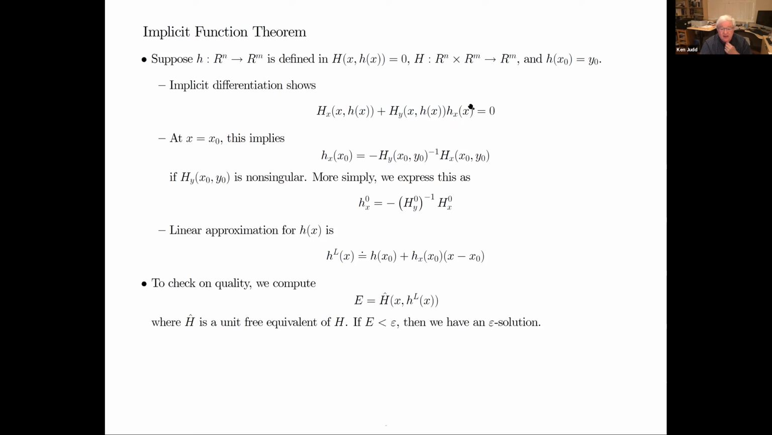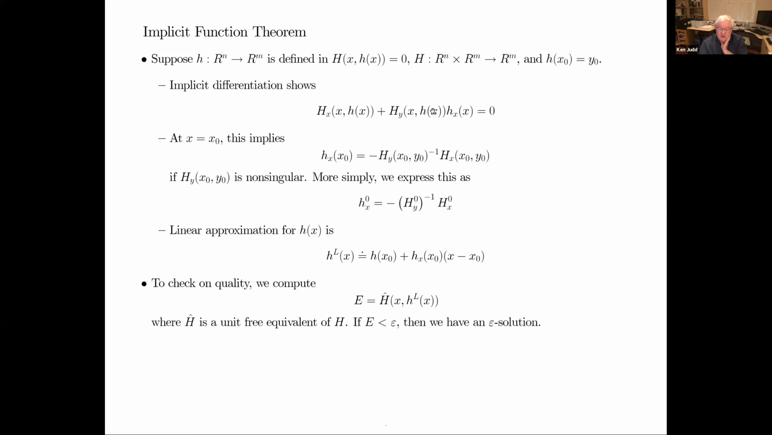Now, if you want to find out what this gradient vector is at x naught, you just plug in x naught all through here. At x naught, you know what h of x naught is, so you plug in x naught and h of x naught here, and you know this term is going to be y naught. And then this is going to be your gradient at x naught.